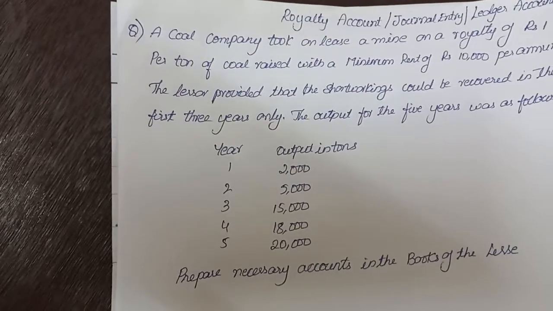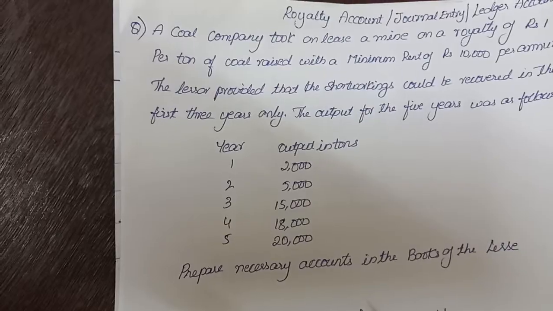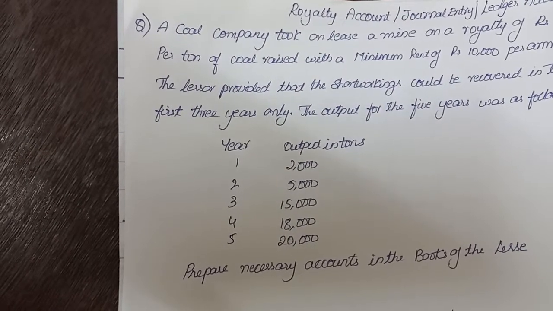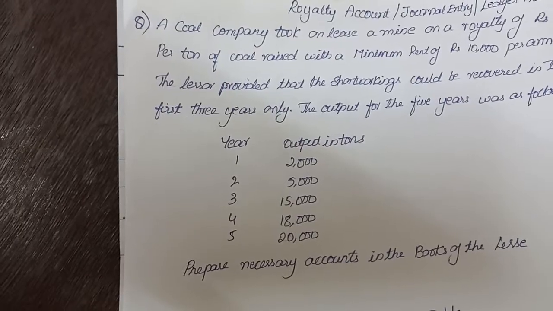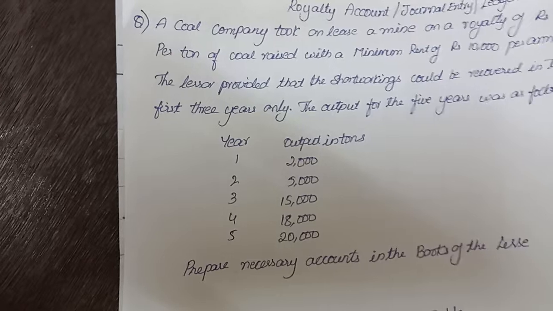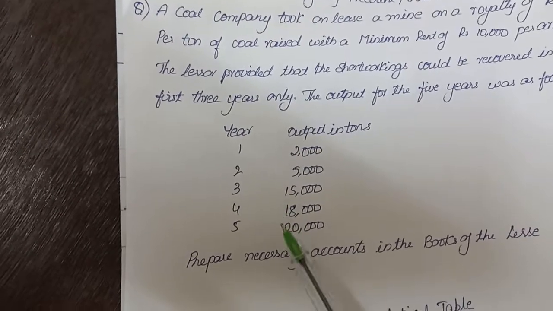Okay, the given question is: a coal company took on lease a mine on a royalty of rupees 1 per ton of coal raised with a minimum rent of rupees 10,000 per annum. The lessor provided that the short workings can be recovered in the first 3 years only. The output for the 5 years are as follows.